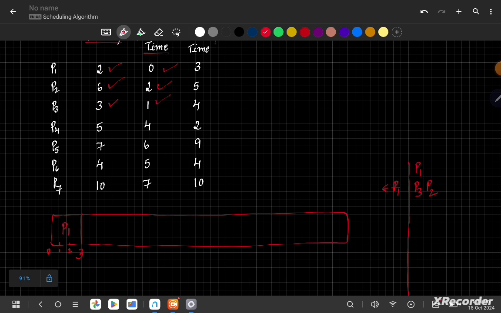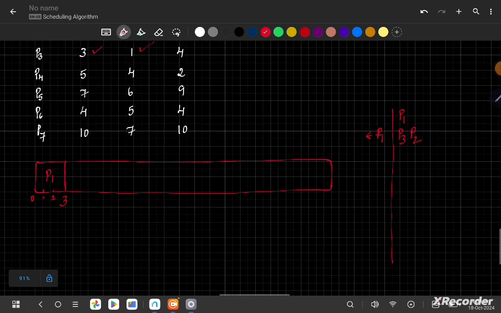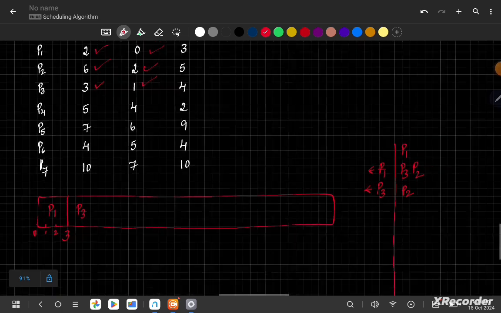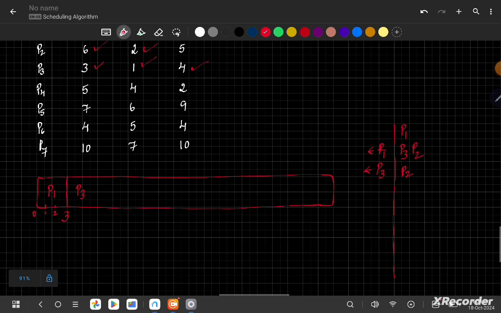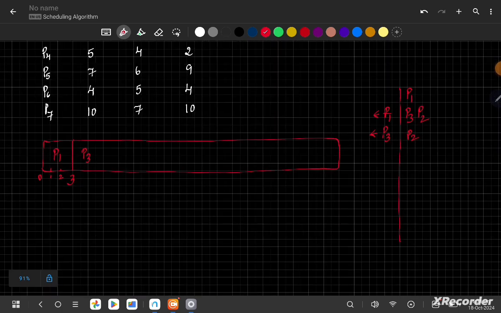Between P3 and P2, which has the lower number? P3, that means P3 will be given the higher priority. We'll give the CPU to P3. P2 will wait here in the ready queue. P3 enters the CPU. We also have to check the burst time of P3. It is 4 milliseconds. Since it is non-preemptive, it completes the task. So it will take until 7 millisecond.